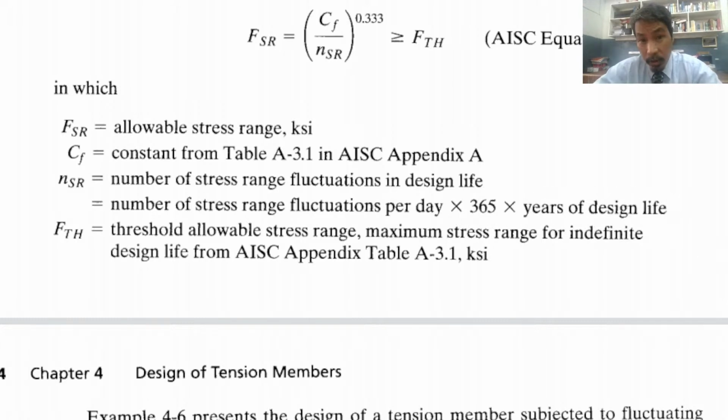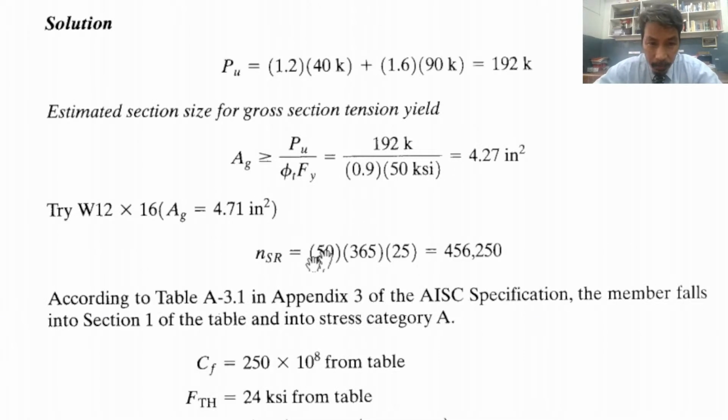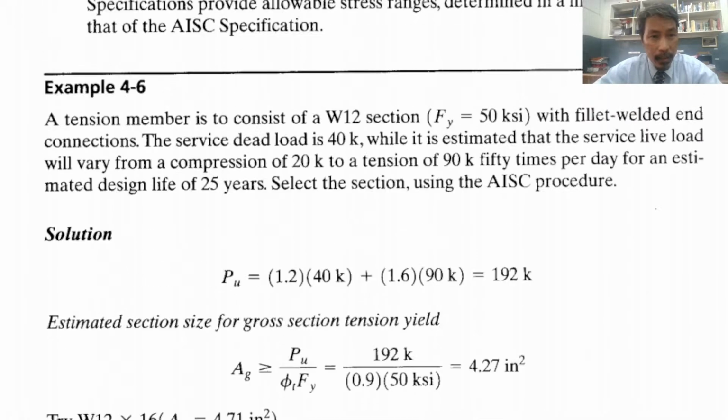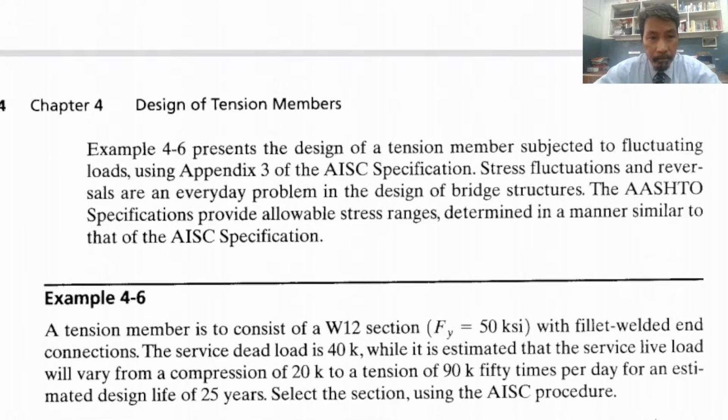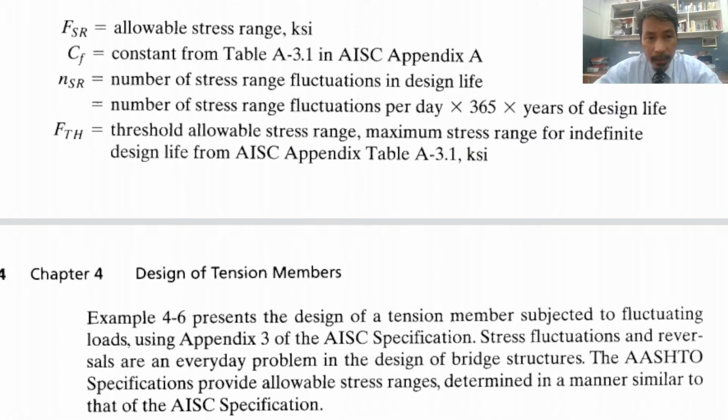Okay, so 25 years. How many fluctuations per year? Times 365. So 50 fluctuations per day, 365 days per year, 25 years. So that is our total NSR. Again, NSR, number of stress range fluctuations in design life. So we have this formula.